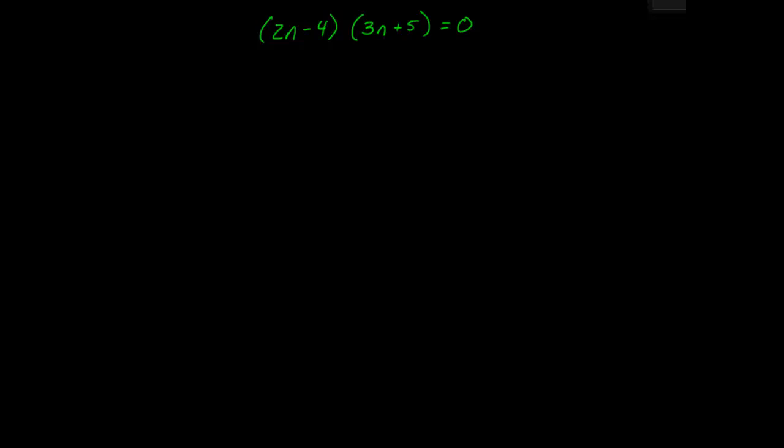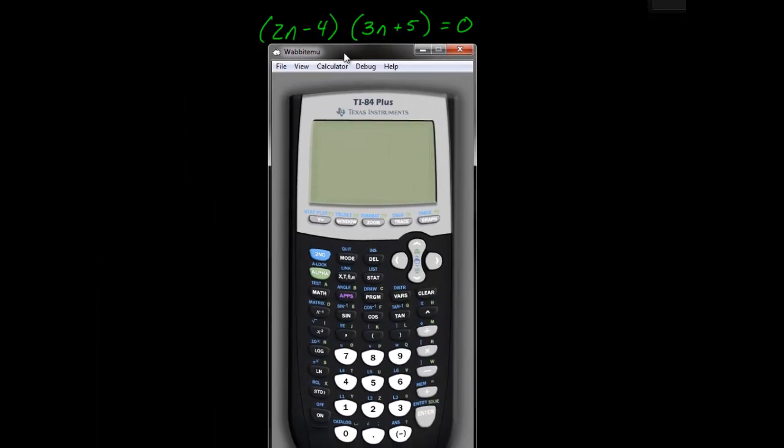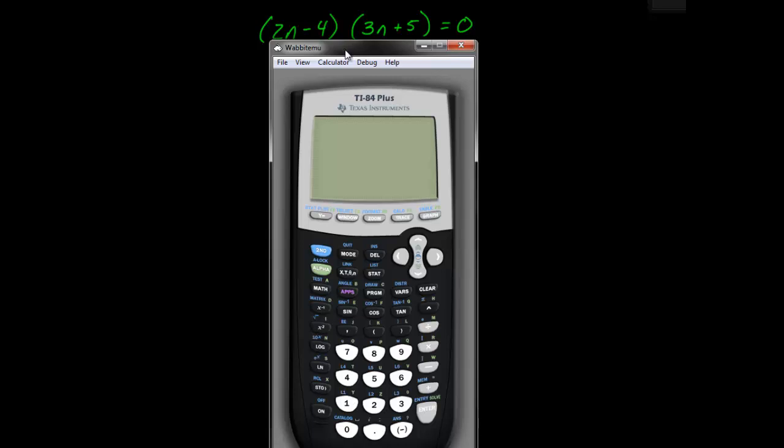So our first example we're going to work tells us to solve 2n minus 4 in parentheses, 3n plus 5 in another set, equals 0. We have it equal to 0, so we're set and ready to go. Our first method, I'm going to drag over here my calculator. So you can get on a calculator to work this. Turn on my calculator. We'll go to y equals, here in the top left.